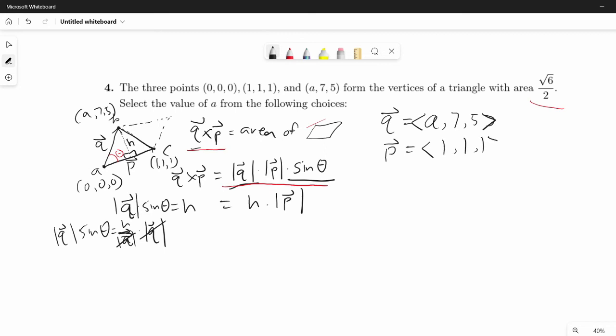1, 1, 1. When we cross this, we have 7 minus 5, which is 2. We have A minus 5, but the negative of that, then A minus 7. So here, the length of this vector will be the area of the parallelogram.